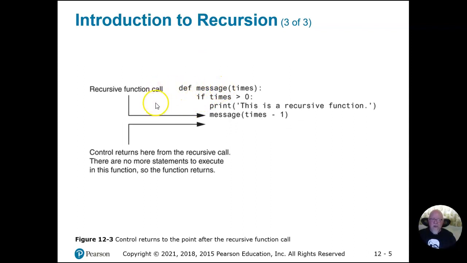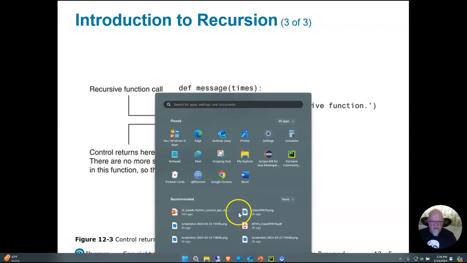Here's kind of an example. The name of this function is called message. If times is greater than 0, we're going to print "This is a recursive function," and it's going to call itself with times minus 1. So we're going to pass in the number of times we're going to do this. A recursion is kind of like a way to do a loop without really doing a loop. So let's actually take a look at some examples.